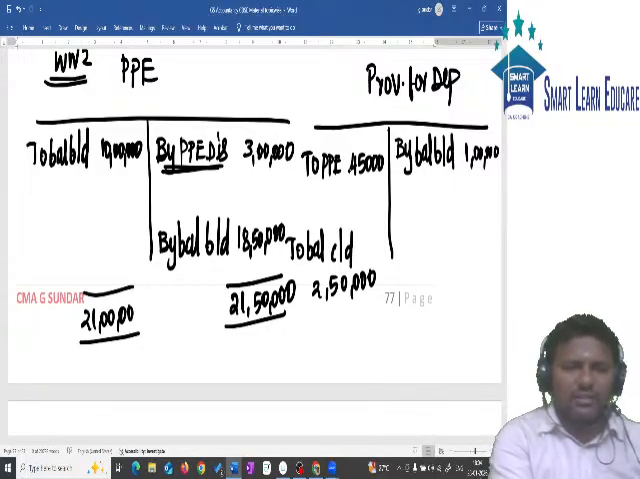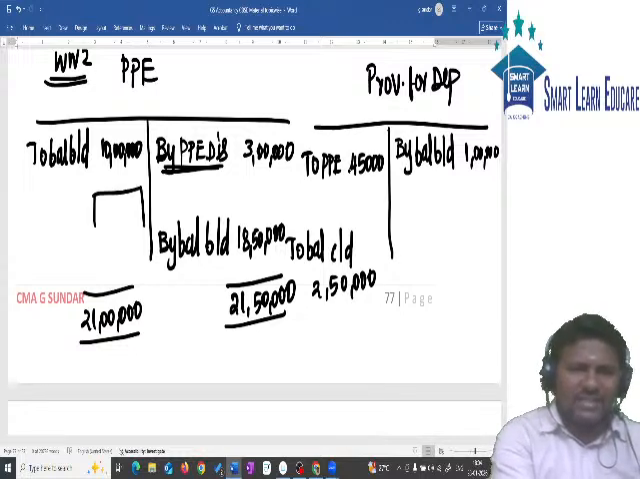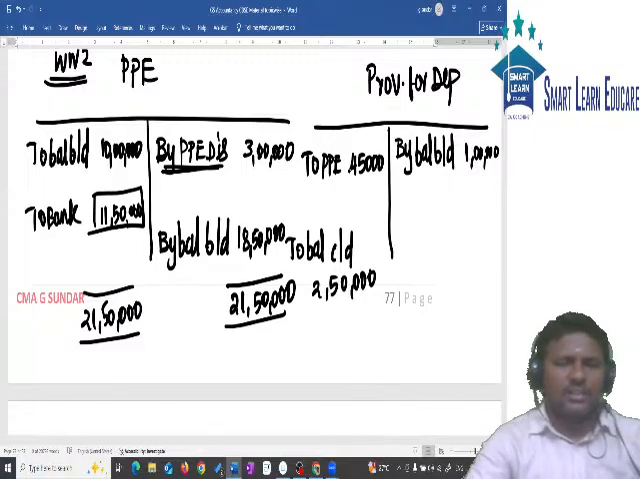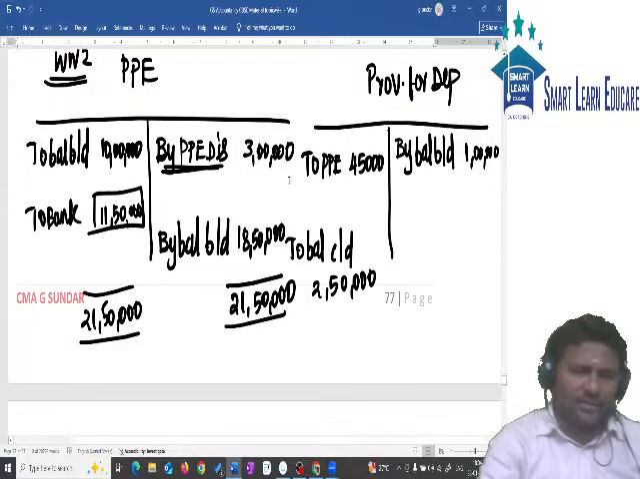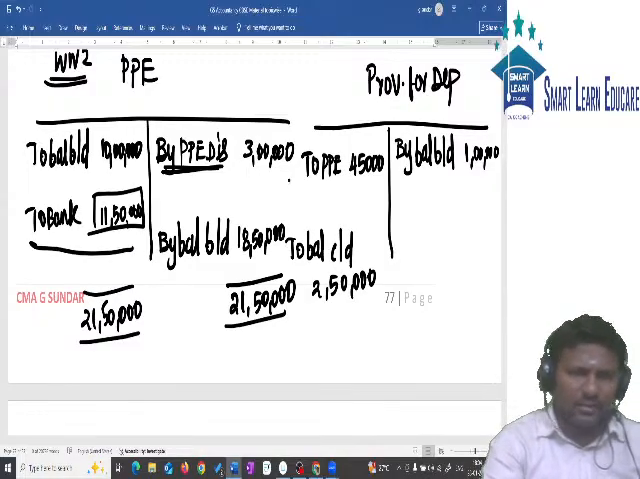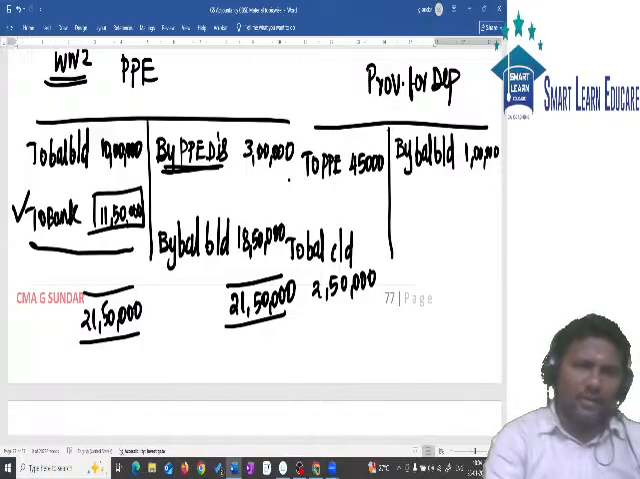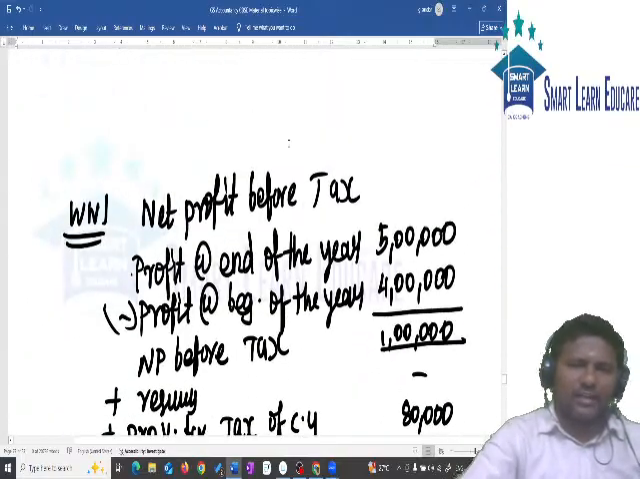With this 21 lakh 50,000, we have a debit balance of only 10 lakh. The balancing figure is 11 lakh and 50,000. This 11 lakh 50,000 is nothing but the amount paid to bank. This is nothing but purchase of PPE. Purchase of PPE is an outflow of cash. This will come in the cash flow statement. In the working note, the amount paid to bank is 11 lakh 50,000.